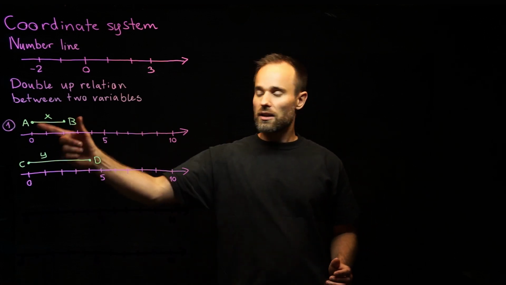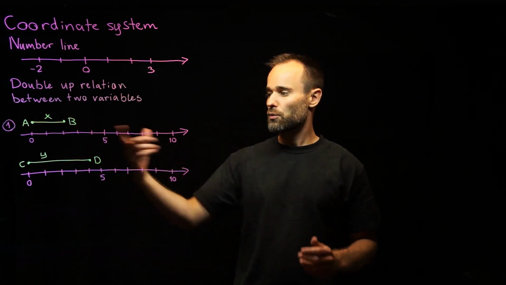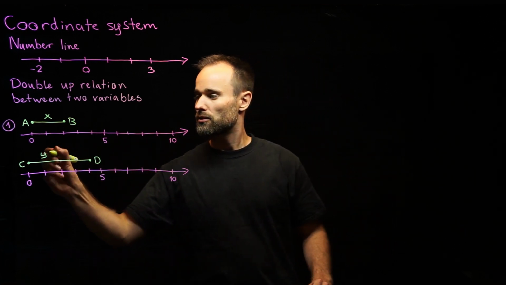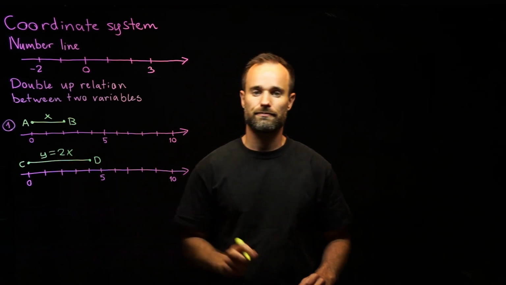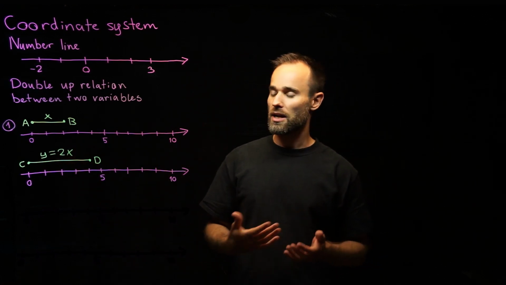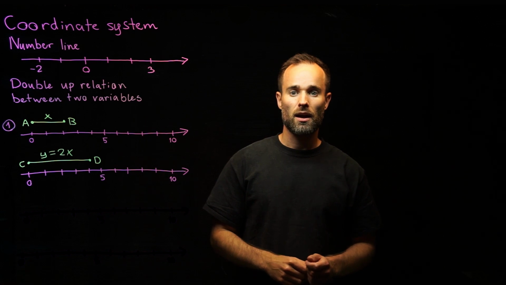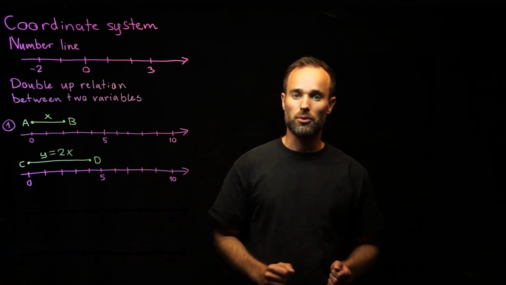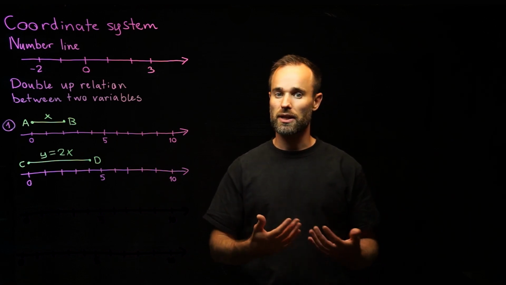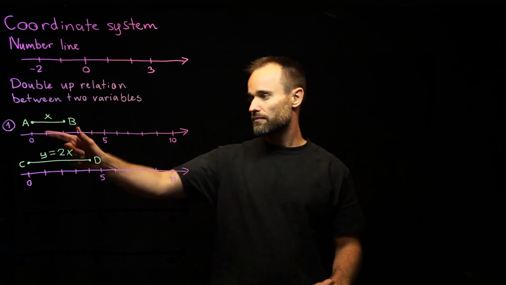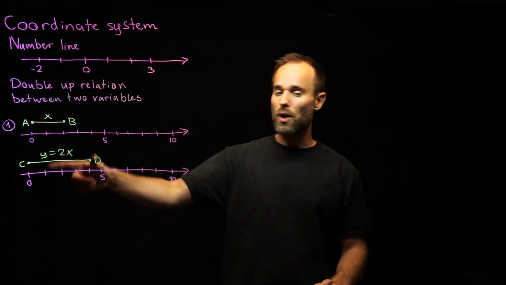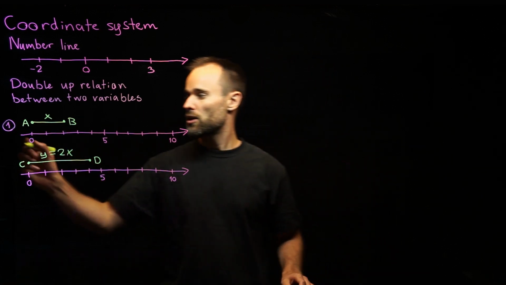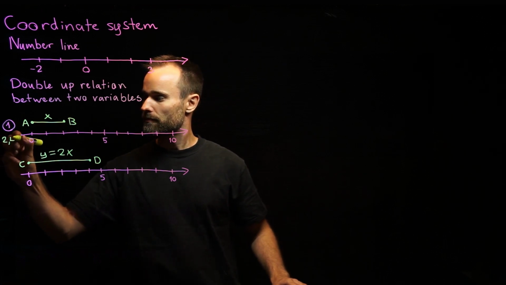x is the length from A to B, and y is the length from C to D, and is equal to 2 times x, twice as long as AB. y equals 2x is an equation with two variables, and is the relation between x and y. Here, x is 2 and y is 4, which gives rise to the ordered number pair (2, 4).